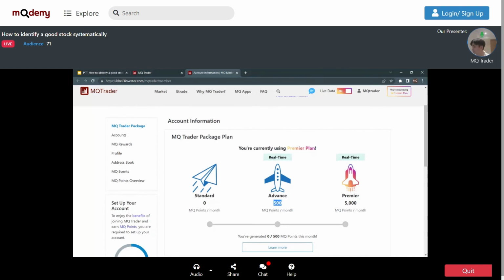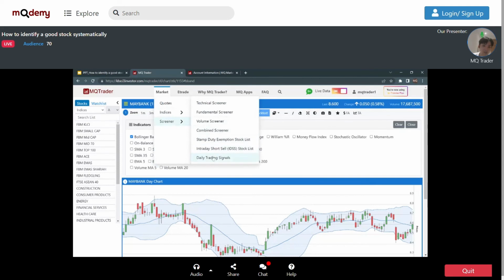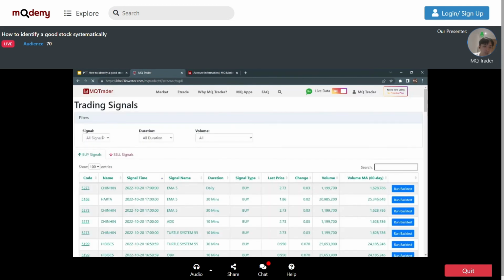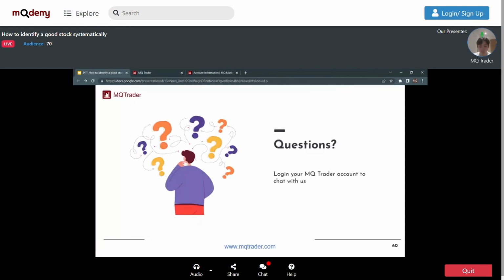Okay, the next question. If I want to trade based on signals, how can I filter through? Again, same with this one, screener, daily trading signals. Right here, you can filter all the signals one by one. And after you filter it, you can even run the backtest to test whether this signal has a high success rate or not. Okay, I think that's all for the Q&A session. Let's move on again.